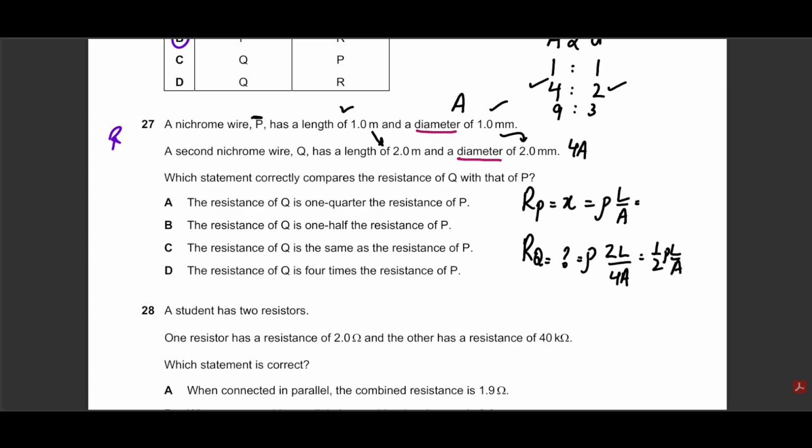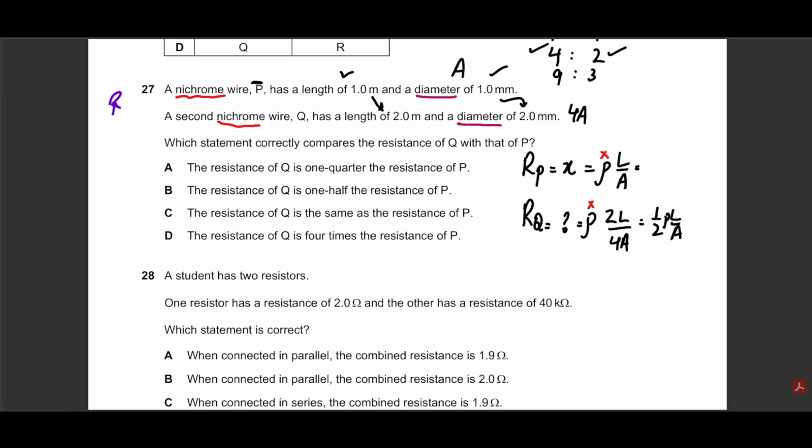Now, since they are being made from the same material, nichrome and nichrome, I will not be talking about the value of rho, because rho is resistivity, which is dependent on the type of material. And since they both have the same material, talking about it or involving this in mathematics doesn't make any sense. So this is what we are left with. Whatever resistance RP must have been, RQ is exactly half of that resistance. So option B seems to be the right answer.